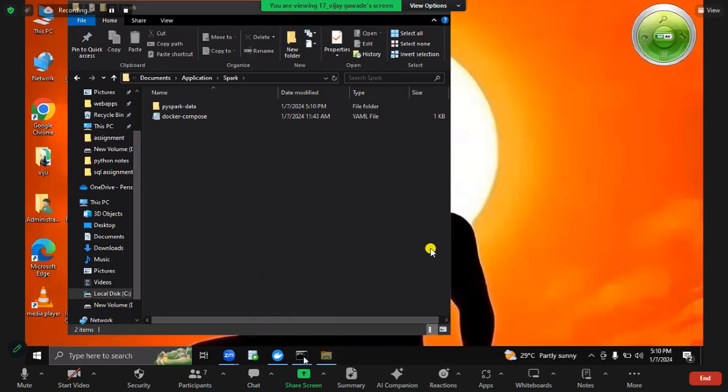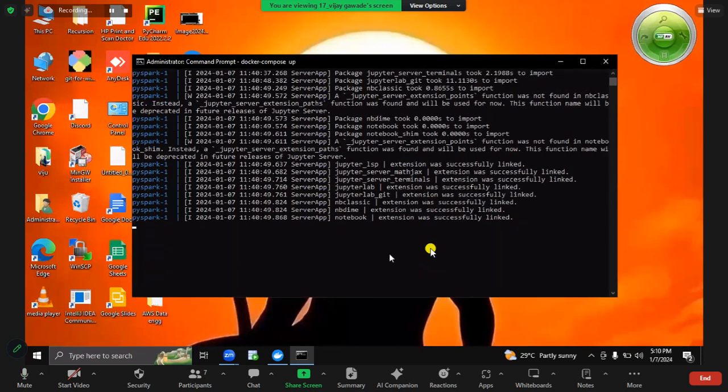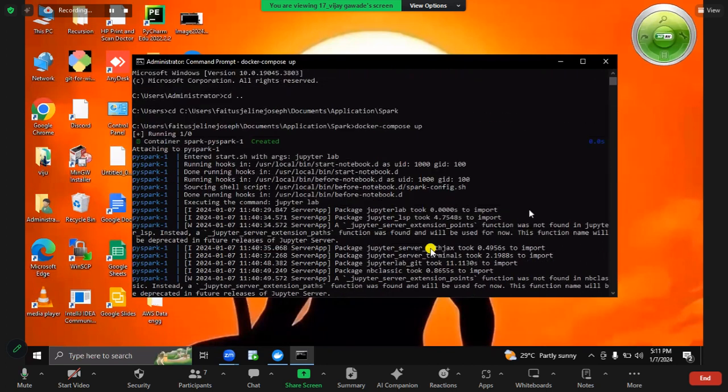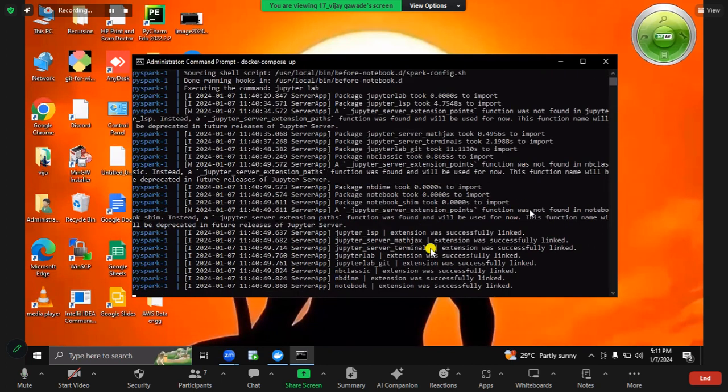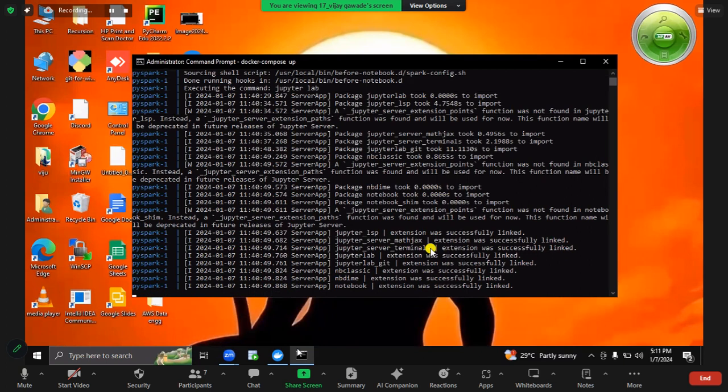No, open. Yeah, we will see what... extension was successfully linked. Okay, function found will be used. Okay, just go to the Docker. It's showing everything successful now.